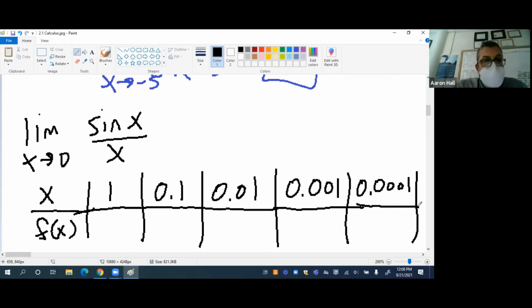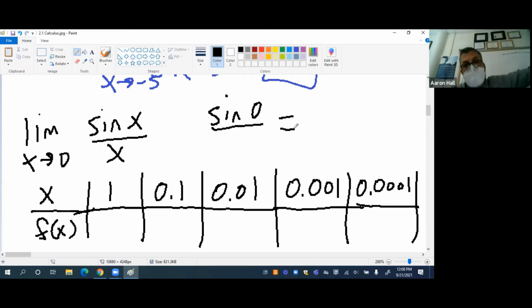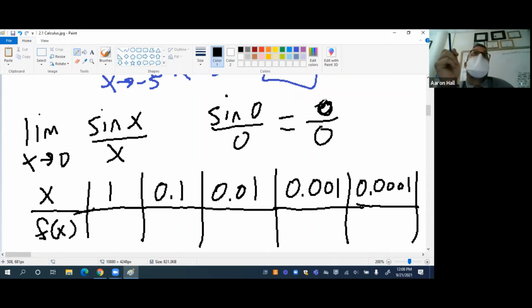When we take these values and plug them in, what is sine of 0? What is sine of 0 degrees? 0. And then we have 0 over 0, which is what? It's indeterminate. We don't know what the limit is because this is indeterminate. It's not undefined. Why is it not undefined? Because when I have a 0 in the numerator and denominator, we don't know, it could be undefined, but we don't know that. It's an indeterminate form.